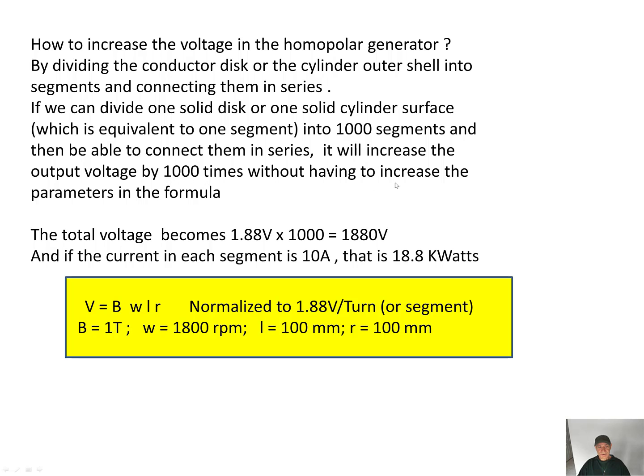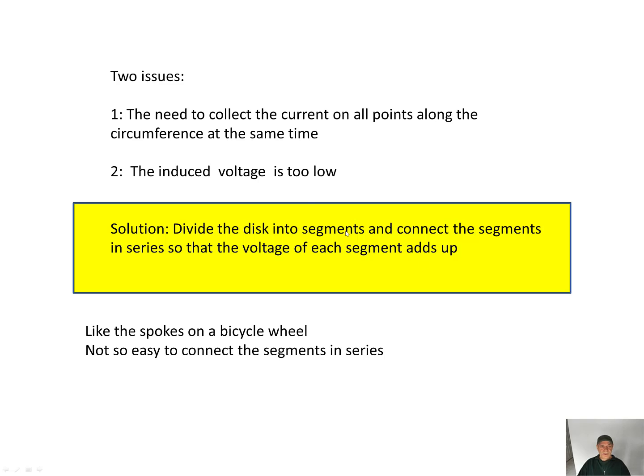The total voltage becomes 1.88 volts times 1,000, because there are now 1,000 segments, which becomes 1,880 volts. And if the current in each segment is 10 amps, then the output will be 18.8 kilowatts. Issues: you need to collect the current on all points along the circumference at the same time. The induced voltage, just summarizing, is too low. The solution is to divide the disk into segments and connect the segments in series so that the voltage in each segment adds up. It's like the spokes of a bicycle wheel, not so easy to connect them in series.